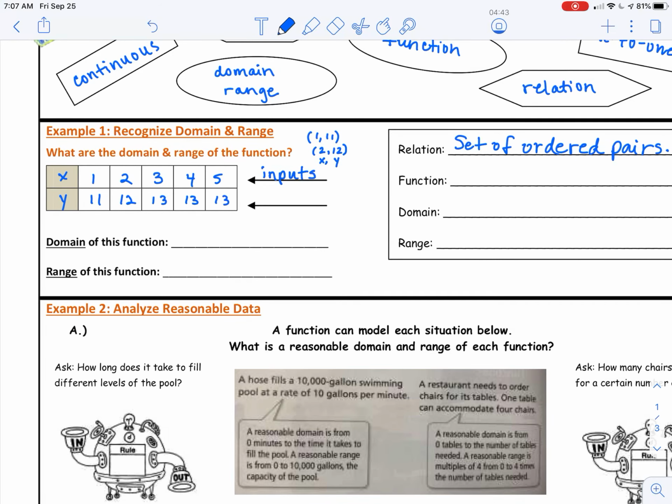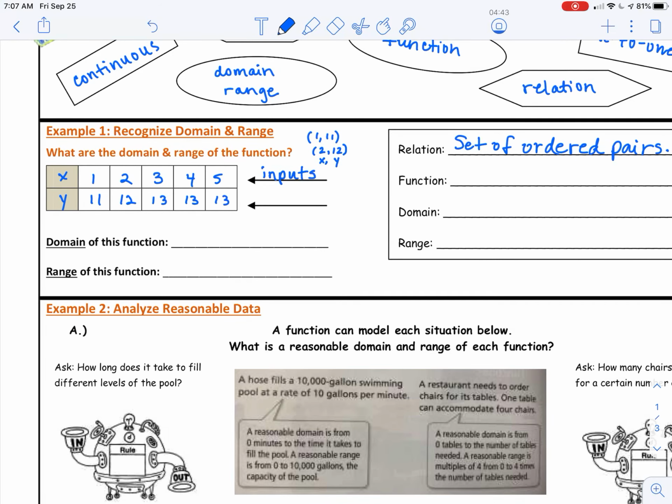A function is simply a relation, which remember is the set of ordered points, where each input is assigned to exactly one output. Okay, that's what a function is. Each input is assigned to exactly one output.